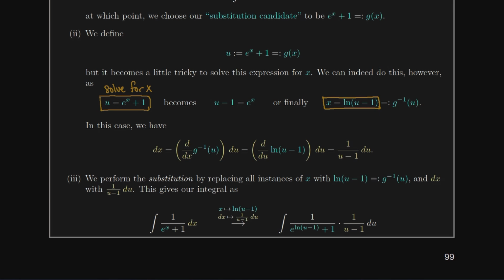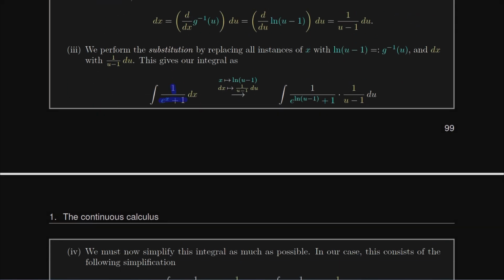At this stage, we can actually compute what dx should be equal to, because we just perform a derivative of this natural log of u minus 1 in the u variable. We can use our natural log rule for derivatives here. We end up with 1 divided by u minus 1 as the dx term. So what does that mean? That means we're going to replace every x in our original expression with log of u minus 1, and we're going to replace every dx in our original expression with 1 divided by u minus 1 du.